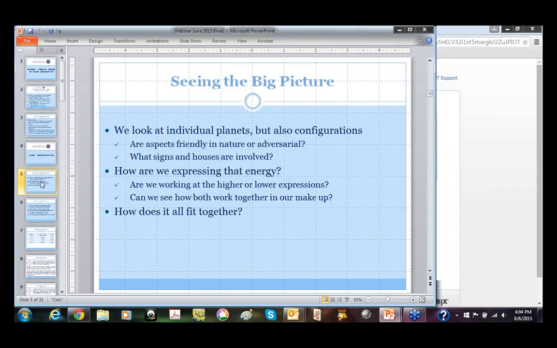Are we working at the higher soul type expression of it, or the lower personality type expression of it, or a little bit of both, which I think is probably more common for most of us? And can we see how they work together in our chart? Not only 2 different planets working together or 3 different planets working together, but the higher and lower expressions. On our good days or our bad days, do they work well or do they fight each other? So that's what I see when I look at these configurations, is how it all fits together.